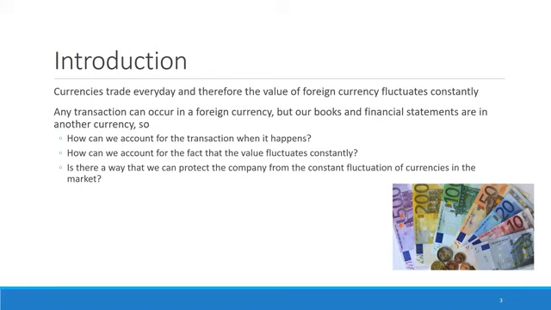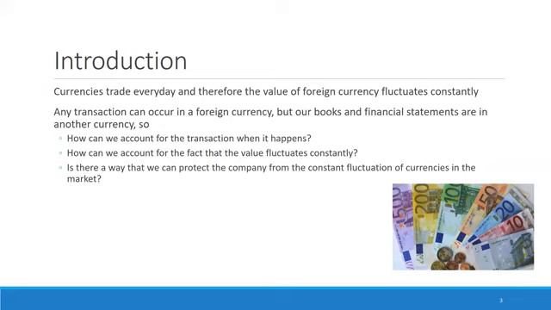So if we're using the Rand, but we have now engaged in a transaction in euros, so what are we going to do in that case? How are we going to account for this transaction in our financial statements? Also, how do we account for the fact the value fluctuates constantly? So will we record it today? Will we record it tomorrow? What date do we use to actually do the translation from foreign currency to our own functional currency?